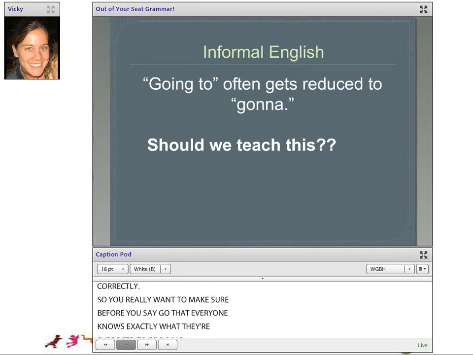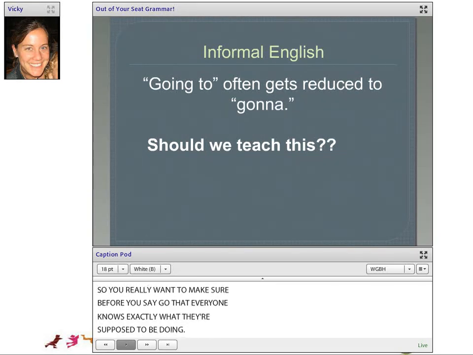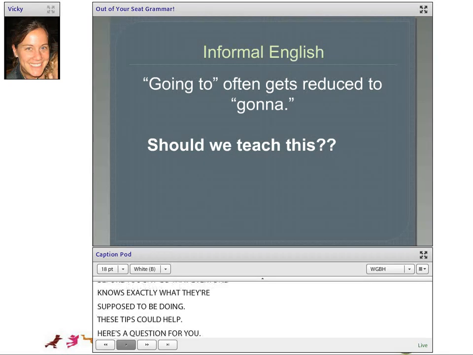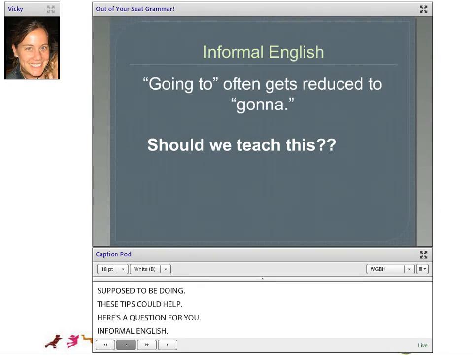Here's a question for you. Informal English. We all know that going to often gets reduced to gonna. And so I'm wondering what you think about this. Should we teach this? I've had a lot of teachers respond to me, well, that's wrong. Gonna is not grammatically correct. I don't think we should teach this.